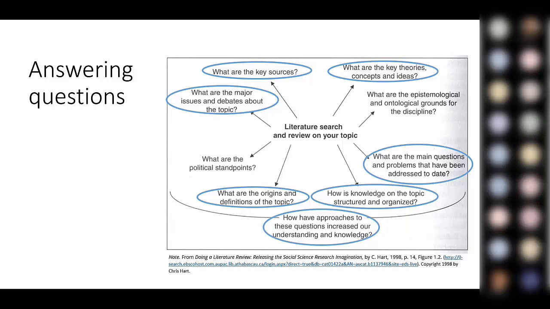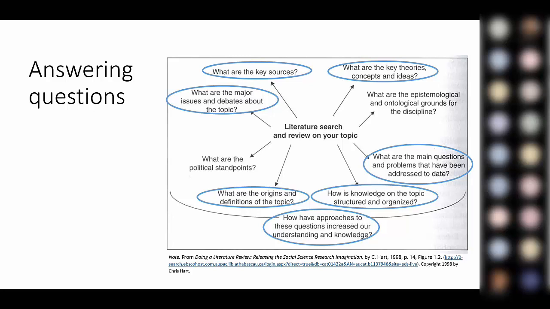Another question is, how is knowledge on the topic structured or organized? This one is a bit trickier, but you can also ask yourself what types of data you've gathered. Is it subjective or objective? Is it quantitative or qualitative, and so on? You could also determine whether your main topic has been divided into subtopics by the various researchers who've come before.